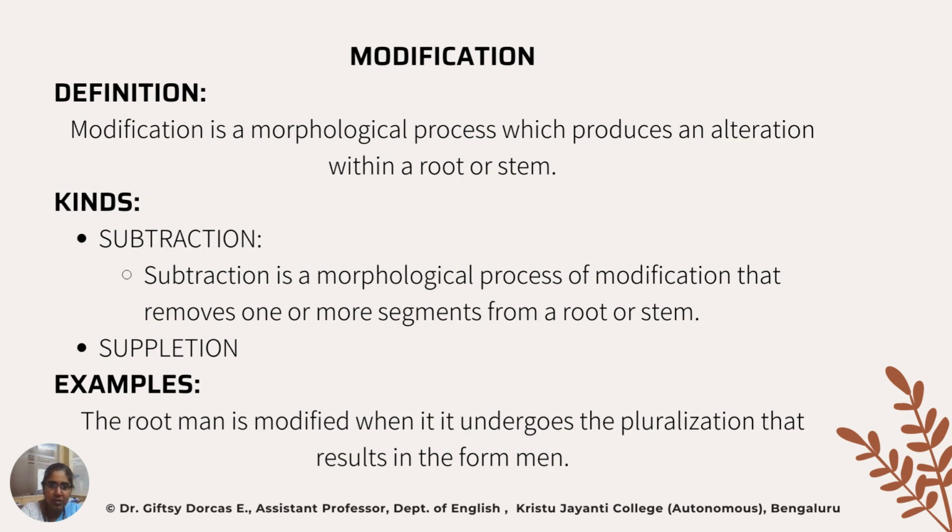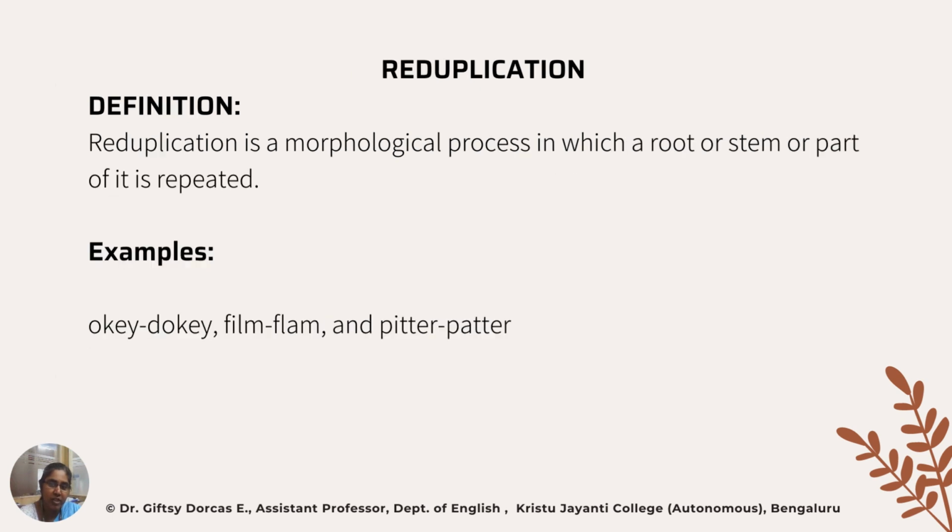Now moving on to the next category, which is modification. Modification is a process where an alteration of the word happens. The root word undergoes a thorough, abstract change, and it changes its form. So this is modification. Moving on to the last, which is reduplication.